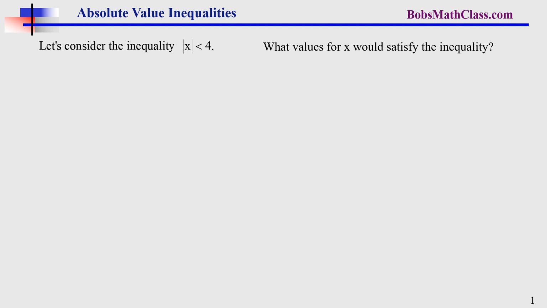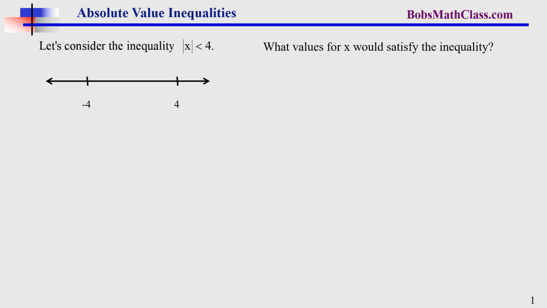Well, it's got to be a number like 3, right? 3 would work. 3.5, 3.9, 0. How about negative numbers? Negative 2? Yes, because the absolute value of negative 2 would be positive 2, and that's less than 4. How about negative 6? No, not negative 6, because the absolute value of negative 6 is positive 6. And that would not be less than 4.